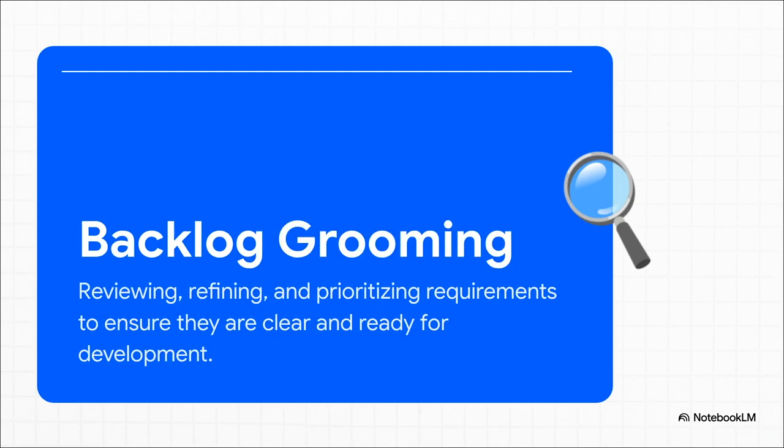A really key activity for BAs in the Agile world is something called backlog grooming, or sometimes backlog refinement. This is basically the constant care and feeding of your requirements list, the backlog. You're always in there reviewing items, adding details, and reprioritizing things to make sure the team has a crystal clear set of tasks ready for the next sprint. It's less about creating one perfect document and more about tending to a living, evolving list.